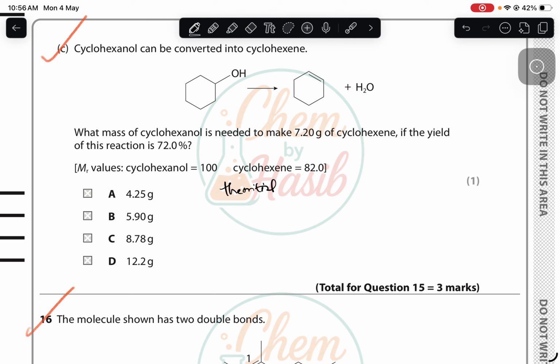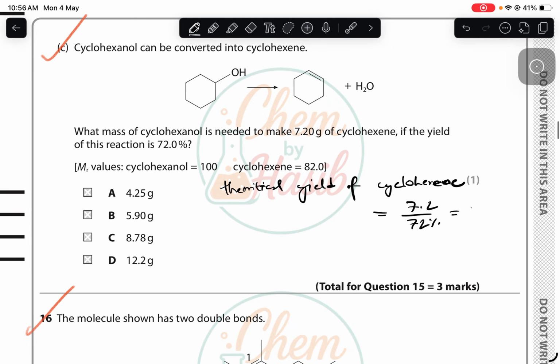So initially what we do is we find the theoretical yield of cyclohexene. Theoretical yield of cyclohexene will be 7.2 divided by 72%. So 7.2 divided by 72% would be 10 grams. So this is the theoretical yield of cyclohexene. Whenever you are asked to find the mass of the reactant, you must always find the theoretical yield first. So theoretical yield will be the actual yield divided by the percentage yield. 7.2 is the actual yield, divided by the percentage yield will give you the theoretical yield of cyclohexene.